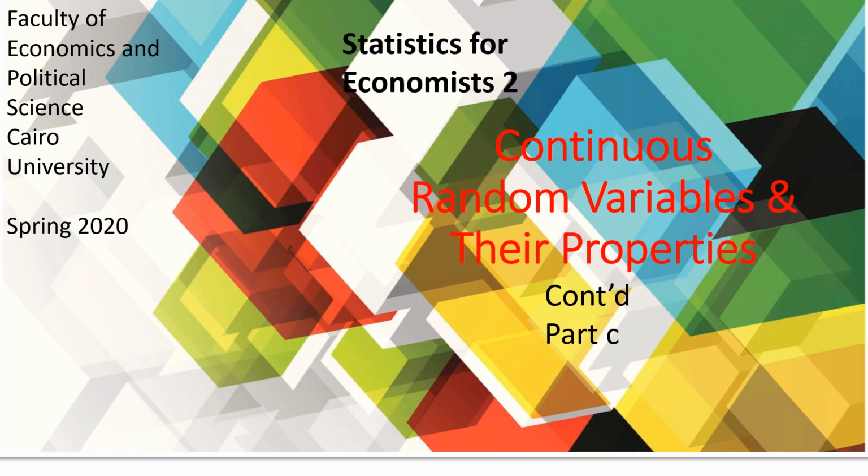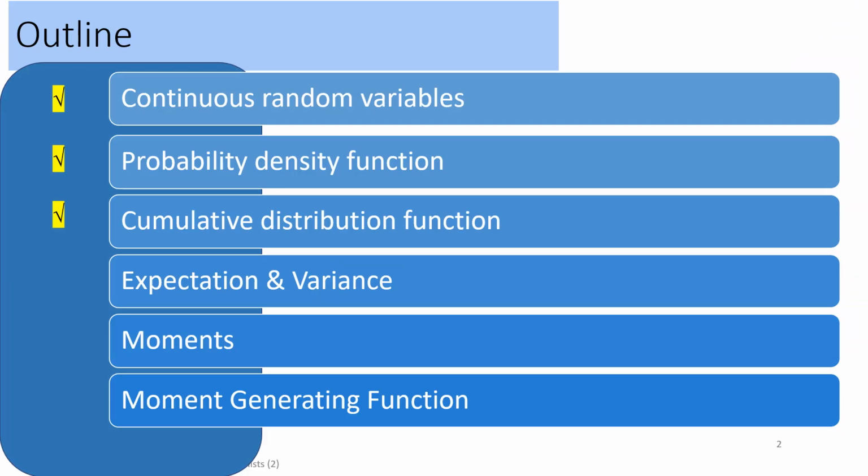Bismillahirrahmanirrahim. Hi students, and now let's complete the continuous random variables and their properties. This is part C of continuous random variables and the properties. In the last lectures, we finished the definition of continuous random variables and the probability density function and the cumulative distribution function. Now let's begin with the expectation and the variance.